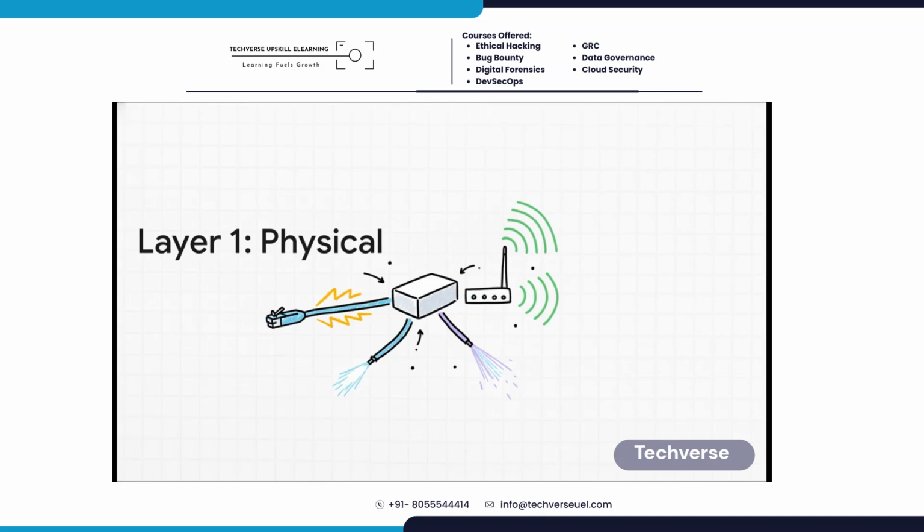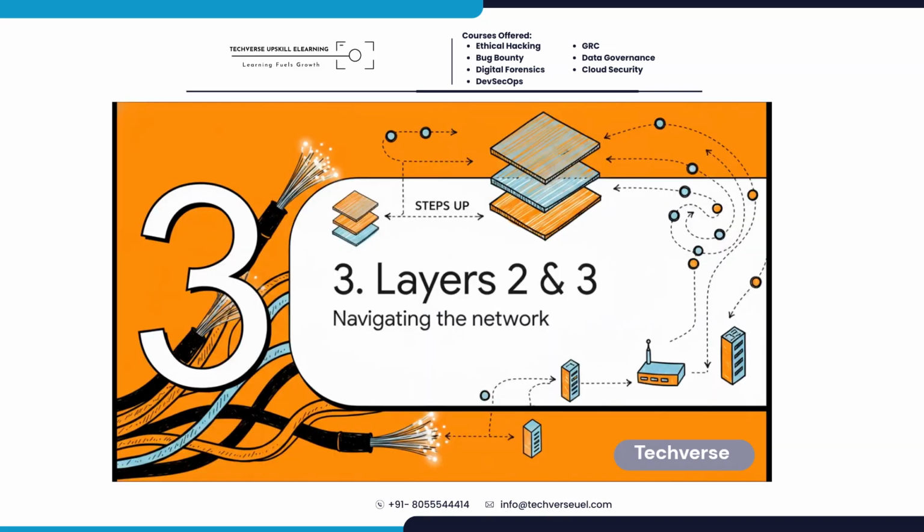This could literally be electric pulses running through an Ethernet cable, it could be radio waves flying invisibly through the air for your Wi-Fi, or it could even be pulses of light shooting down a fiber optic cable. The hardware here includes the actual cables, repeaters that boost the signal, and hubs. Basically, the rule of thumb is, if it moves a raw bit from point A to point B, it lives at layer 1.